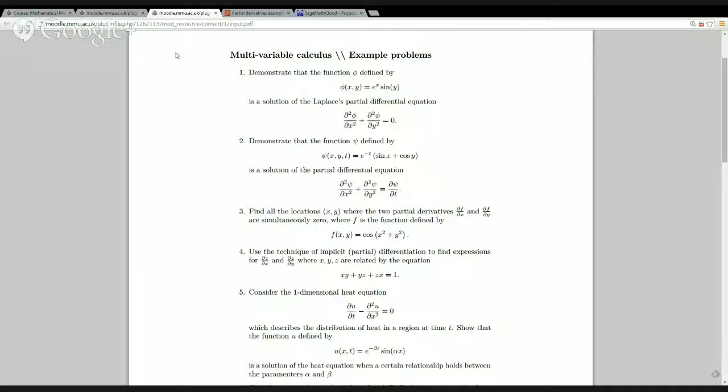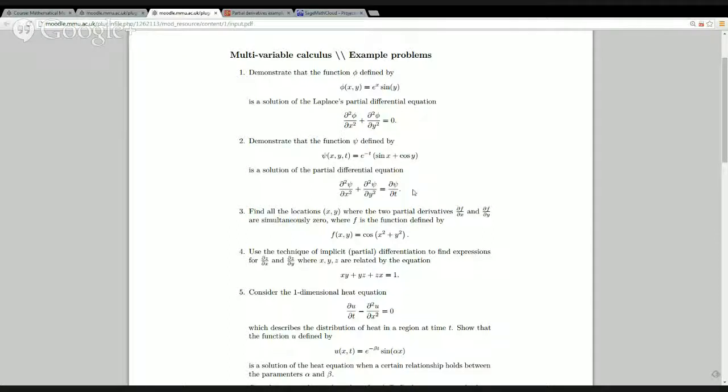In the first one, you've got Laplace's differential equation, which is the sum of the two second-order derivatives of a function phi, d2 phi dx squared, and d2 phi dy squared. The sum of those is equal to 0, and one possible solution of that is this function e to the x times sine y. So you could verify that.